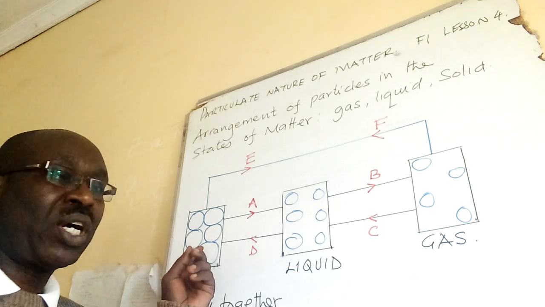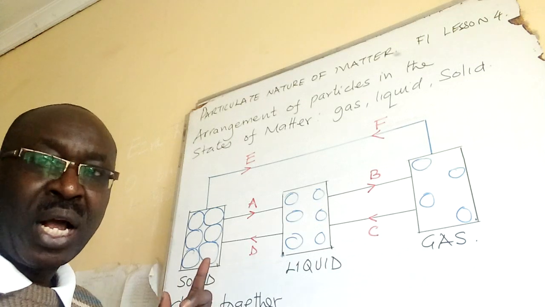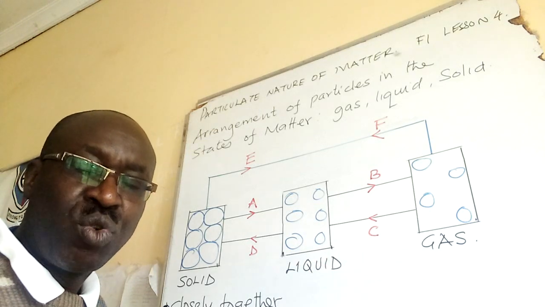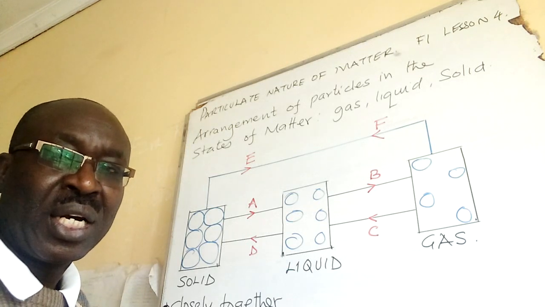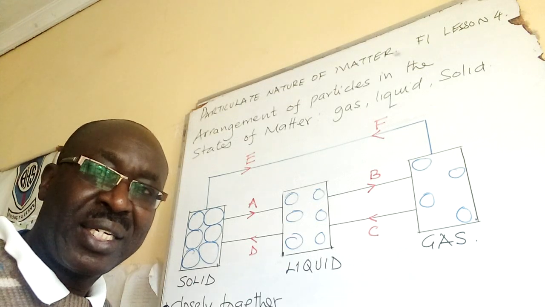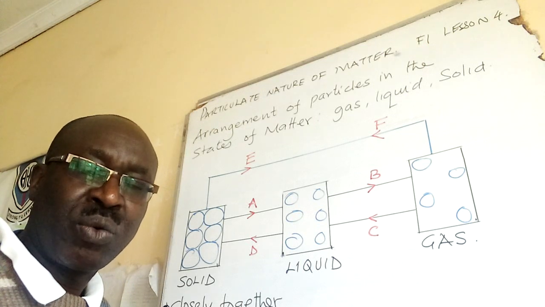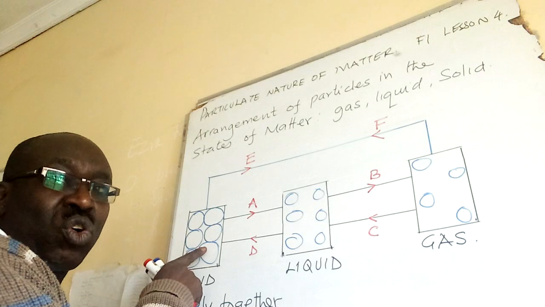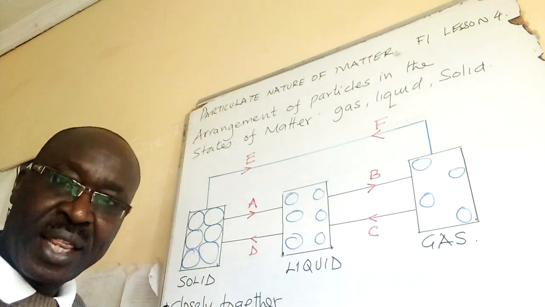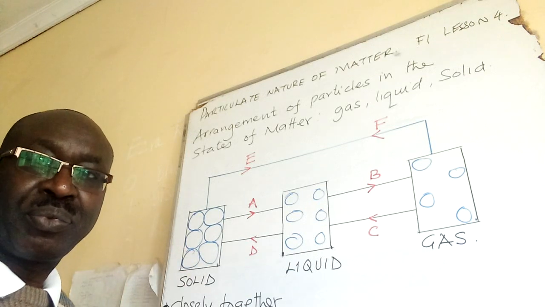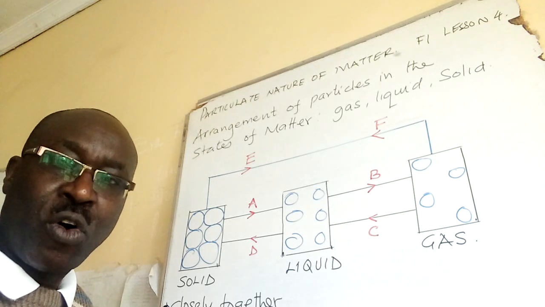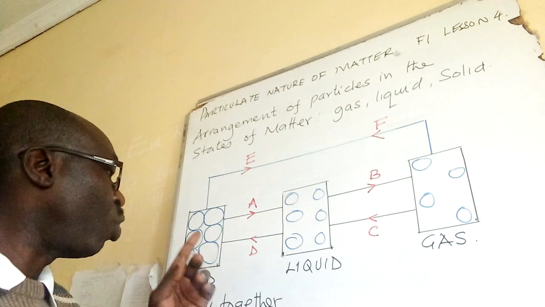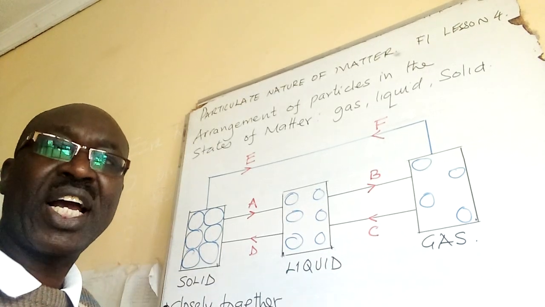So let us look at the solid state. I want you to observe the diagrams. The way I have drawn, the particles differ from the three states. The circles will be representing the particles. So you can see in solid state they are closely together. And this is due to force of attraction, which we call cohesive force. So cohesive force is strongest in solids.